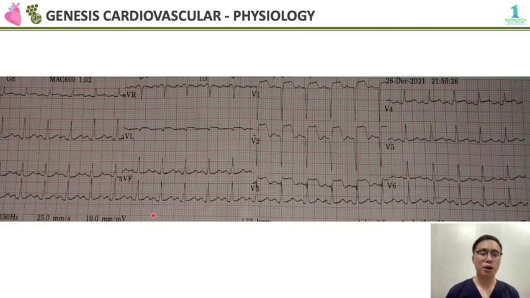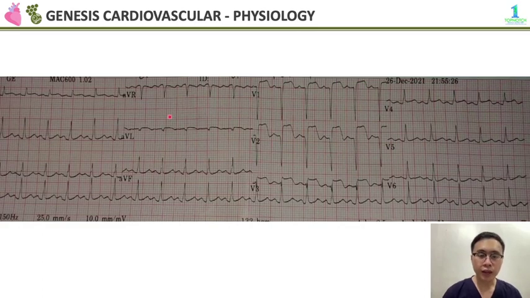Next step, how about the axis? Let's just take a shortcut. Check for what leads? Check for lead 1 and AVF, correct? So lead 1 is upright. AVF is upright. So most likely this is a normal axis. But if you want to be sure, you can compute using the formula that I told you earlier. So you can pause the video for a while. You can try to compute and check if it really is a normal axis.